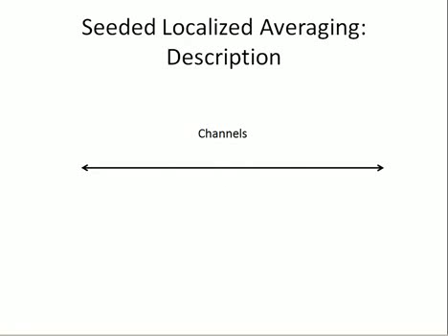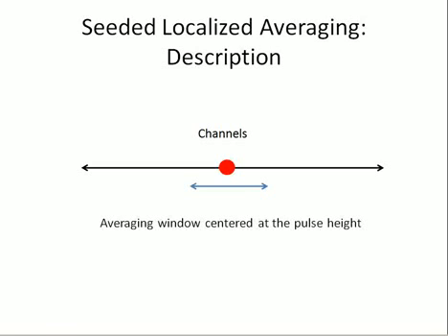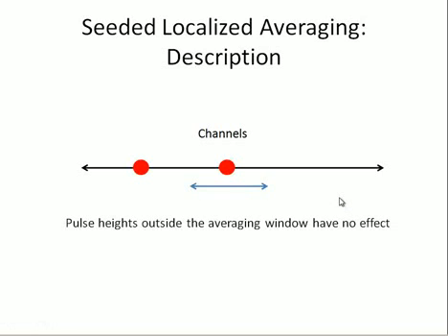So let's see how exactly seated localized averaging works. Imagine that in this horizontal line right here, we have all of the channels that can be detected by the detector. And suppose that this red dot is the first pulse height that we measured. When we measure that pulse height, we're going to place an averaging window around that pulse height, represented here by this blue line. Next, if we detect a pulse height that's outside our averaging window, we're just going to ignore it, so it has no effect.